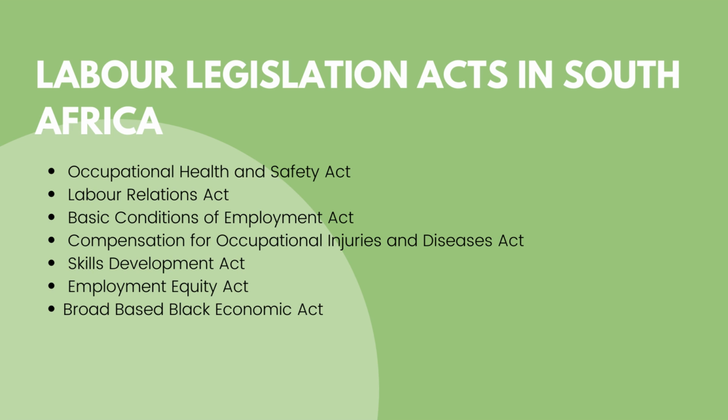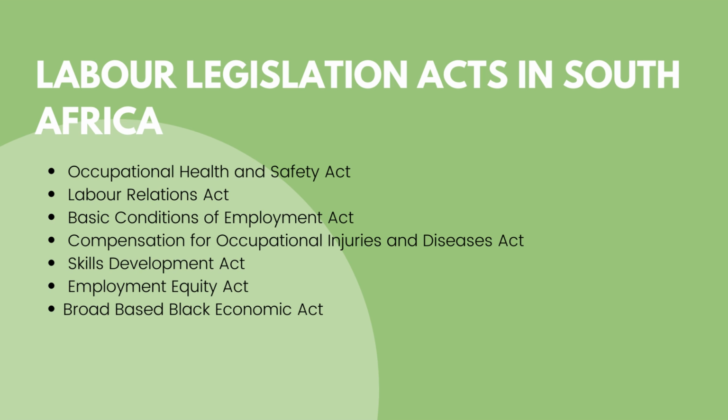Then coming to the labor legislation, right, of the Labor Legislation Acts in South Africa. So we've got various acts that are put in place in order to ensure that the farmers and also workers are protected. Right, so we've got the Occupational Health and Safety Act. So this addresses the safety of workers in the workplace. It enforces training of workers who operate machinery and wearing of protective gear while at work.